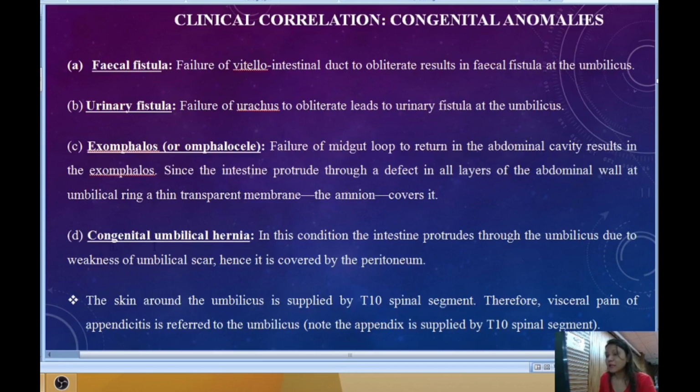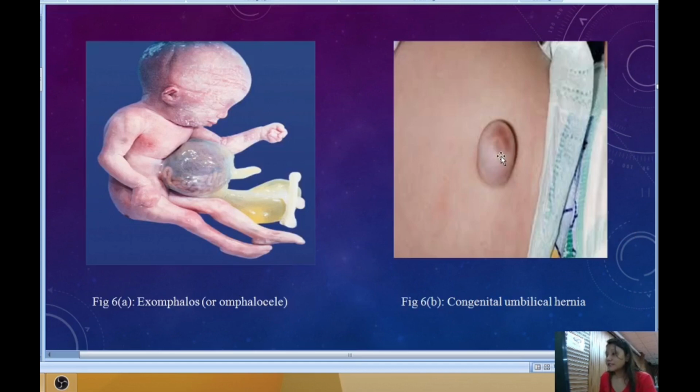Okay, next is the congenital umbilical hernia. Hernia, you know, is anything which protrudes out. So what happened in this condition? The intestine protrudes through the umbilicus due to weakness of the umbilical scar, and hence it is covered by peritoneum. Mind you, can you see this diagram? Can you see this picture? Yes, ma'am. See, what is the difference between the omphalocele and the umbilical hernia? Can anyone tell me? Just now I have read it. What is the difference between the omphalocele and the congenital umbilical hernia? Can anyone respond?